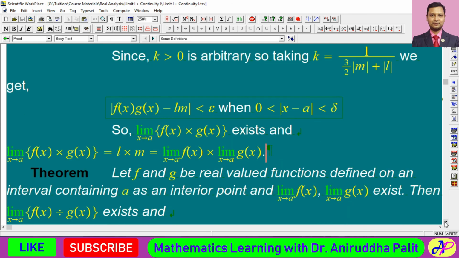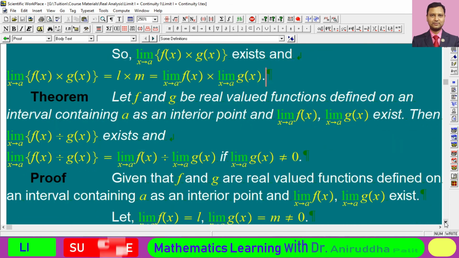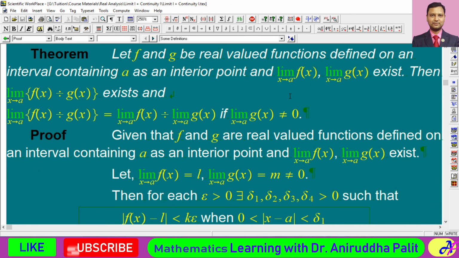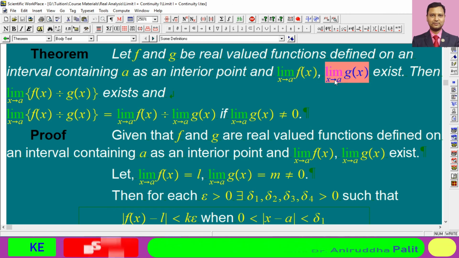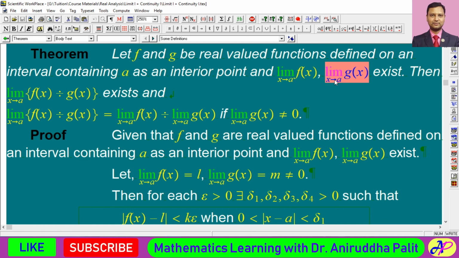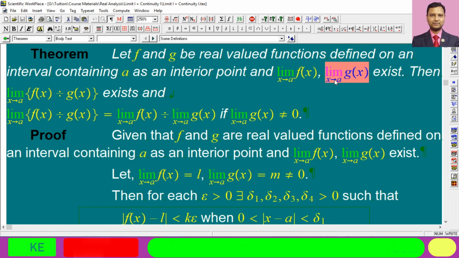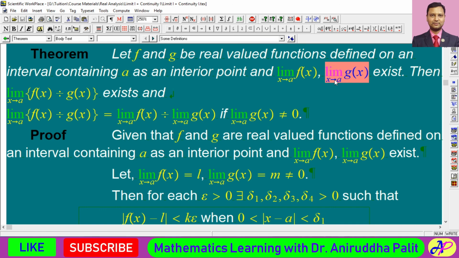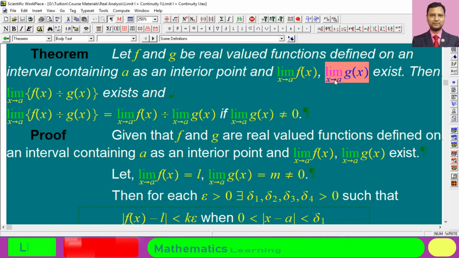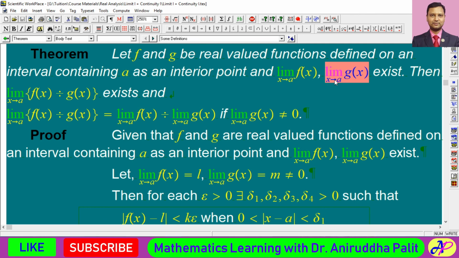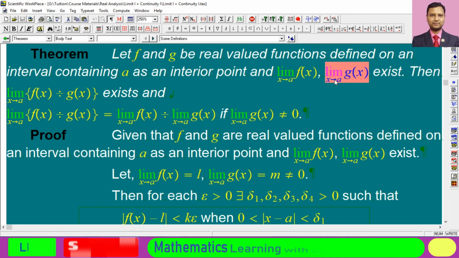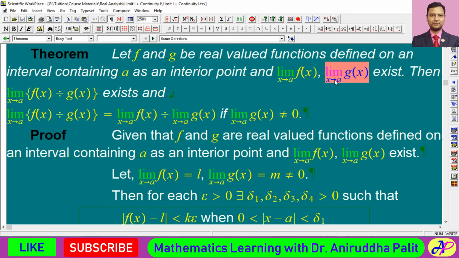Now we prove another theorem. Over here we are considering the division of these two functions, but in order to prove this, we need to consider the existence of these two limits, along with the fact that the limit as x tends to a of gx should be not equal to 0. So over here f and g are two real valued functions defined on an interval containing a as an interior point, and both of these limits of the functions f and g as x tends to a exist, and the limit of the second function gx is not equal to 0.